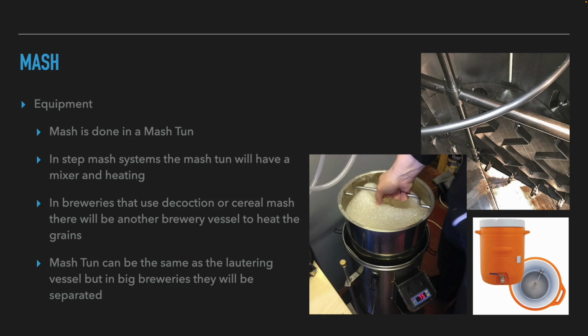In some systems, called step mash systems, the mash tun will have a mixer and heating. In breweries that do a decoction mash, there will be another vessel to heat the grains in the process. We will talk about this later in the presentation. The mash tun can be the same tun as the lautering tun, and then it will have a false bottom. But in large breweries, these will be separated to save time.